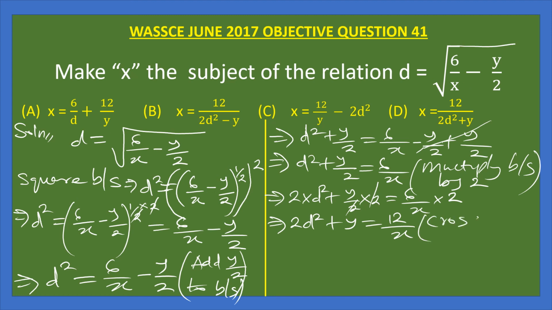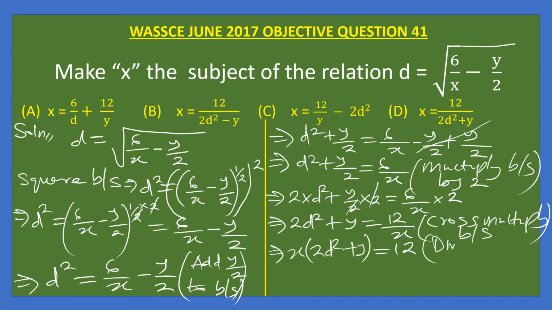Okay, now what do we do next? We cross multiply both sides, because this 2d squared plus y is the same thing as 2d squared plus y over 1. This now gives us x into 2d squared plus y as equal to what? 12. Okay, now we want x to stand alone. What do we do? We divide both sides by what? 2d squared plus y.